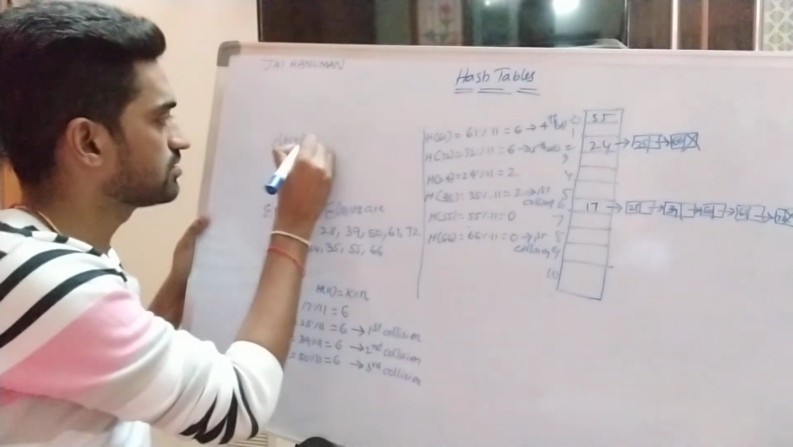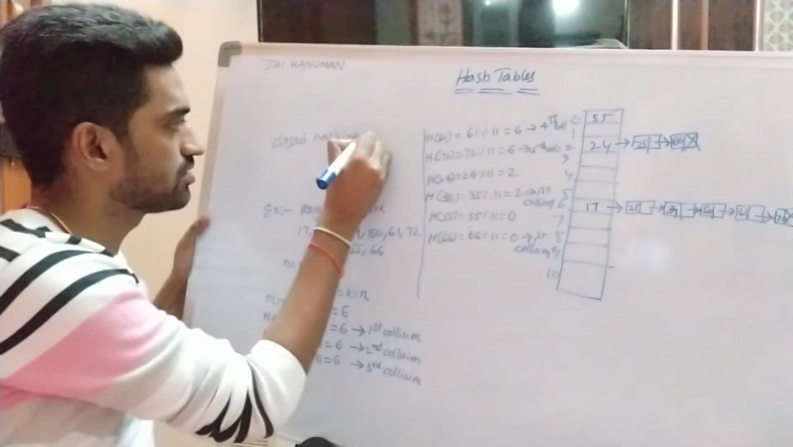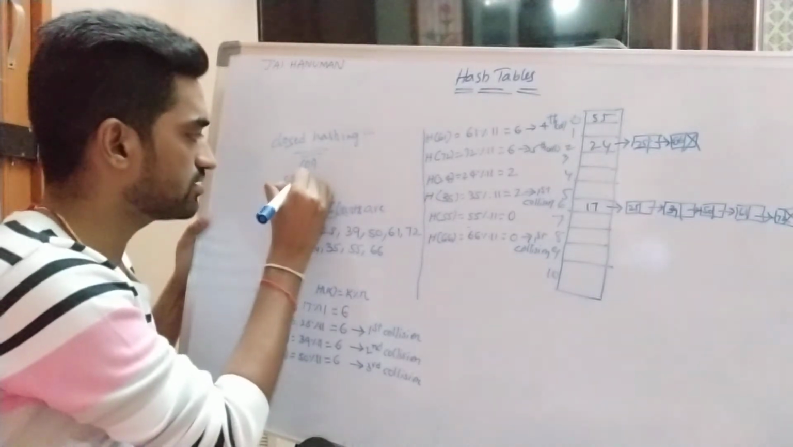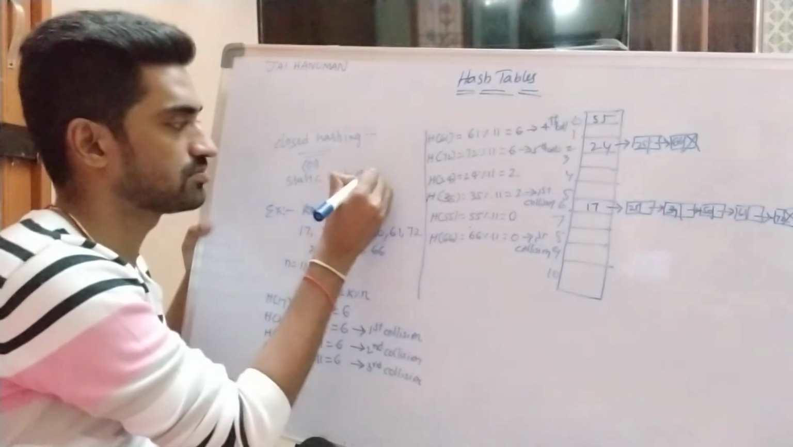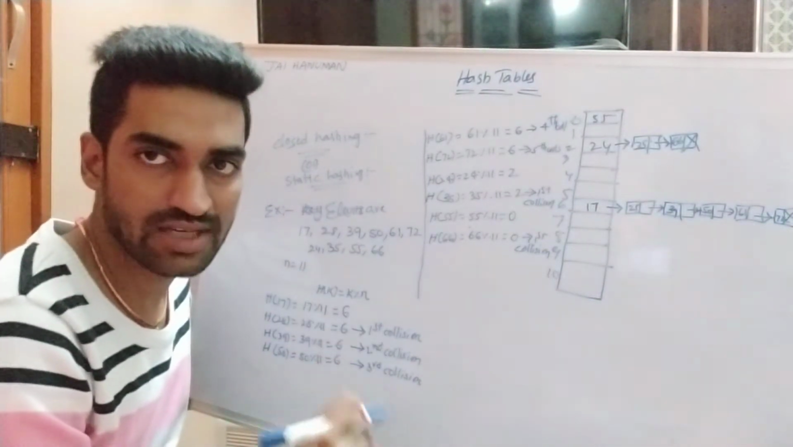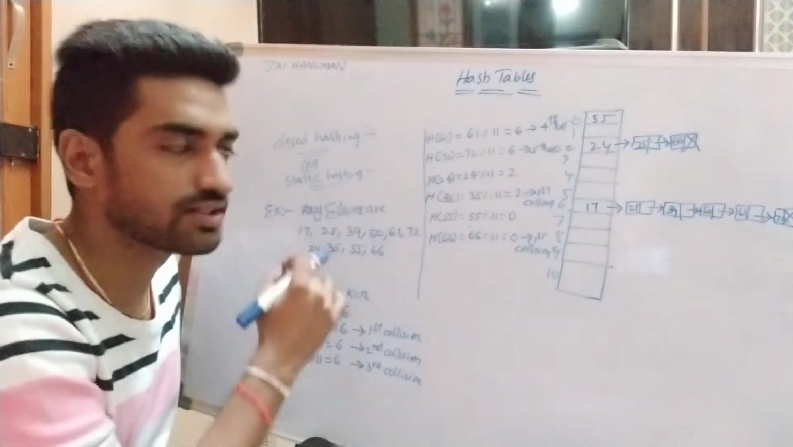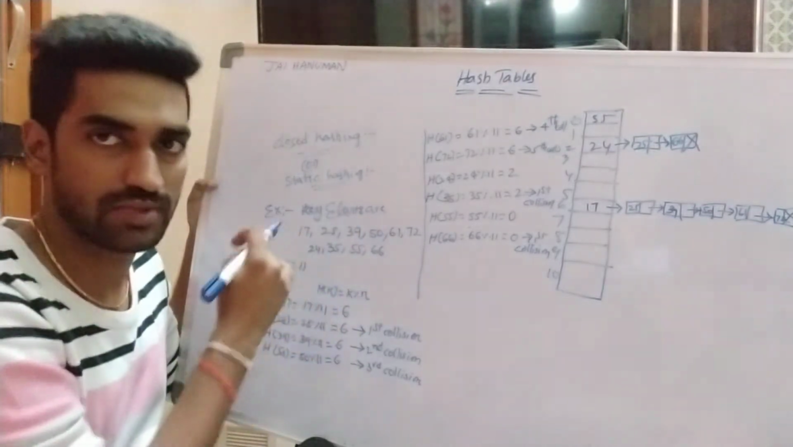Closed hashing or static hashing. To implement closed hashing, we are using 4 types of techniques: linear probing, random probing, quadratic probing, rehashing or double hashing. So we are discussing one by one mechanism, right?